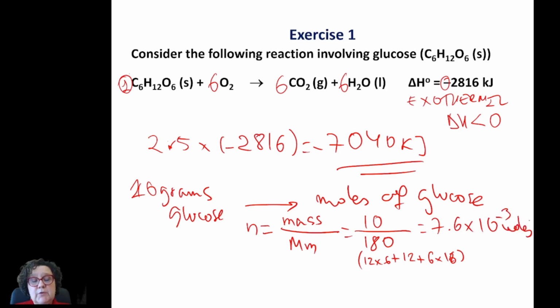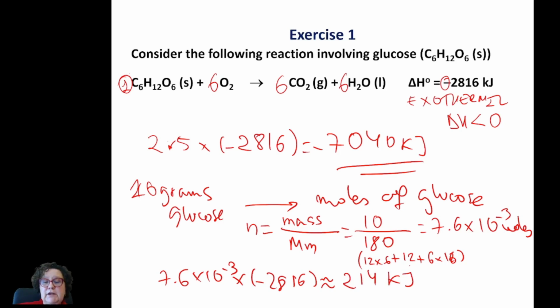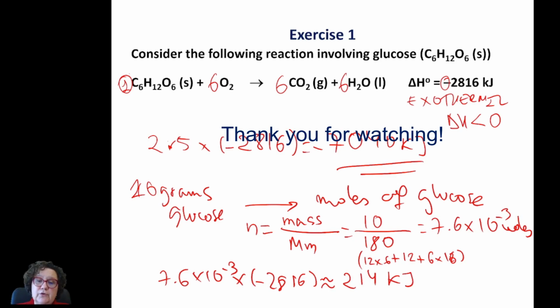And now I know, because now I'm in moles, the equation tells me about moles. If I have 1 mole of glucose, the enthalpy of the reaction is minus 2,816. If I have 7.6 times 10 to the minus 3, then I will release approximately 21.4 to 21.5 kilojoules, depending on how you play with your calculator and how many decimal places you keep in your system.